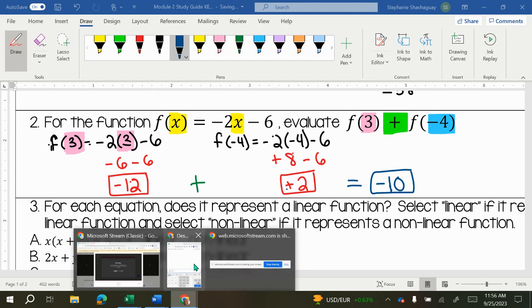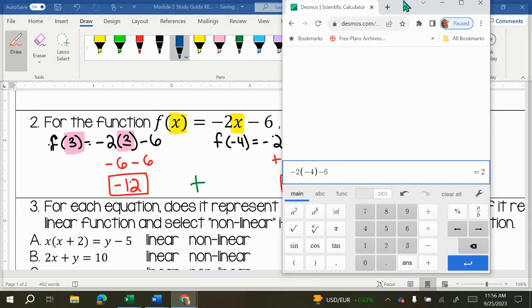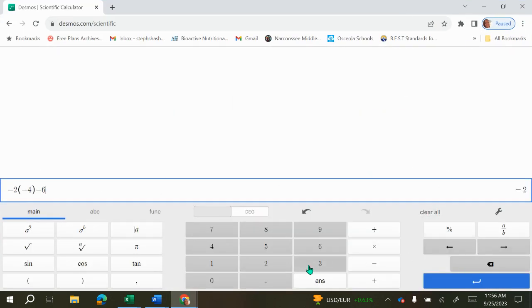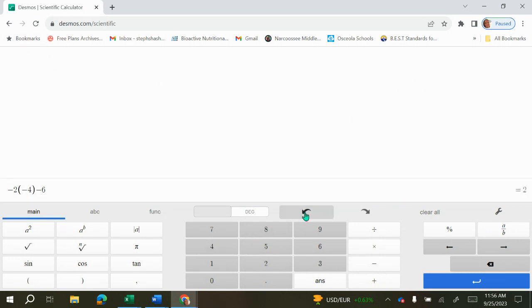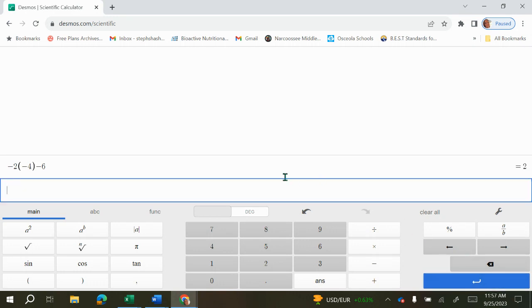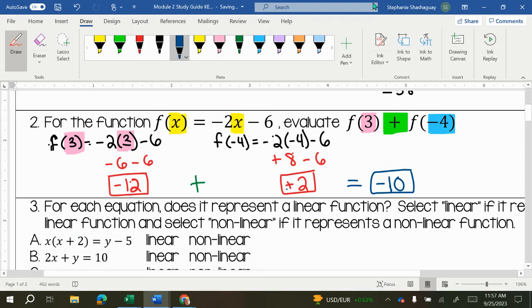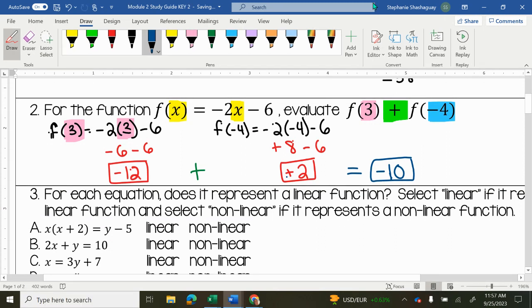So I can continue now that I have that +2 in my calculator. Now I can just do -12 plus 2, enter, and that's where I get the -10. So if you struggle with positive and negative integers, just make sure you're using the calculator.